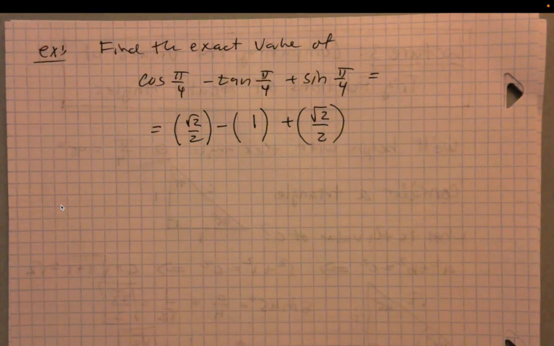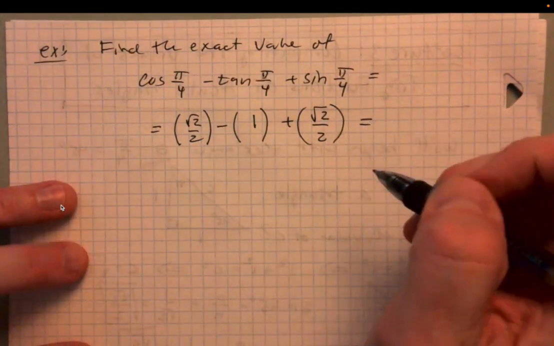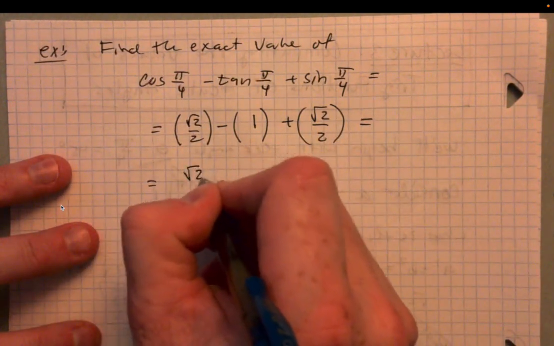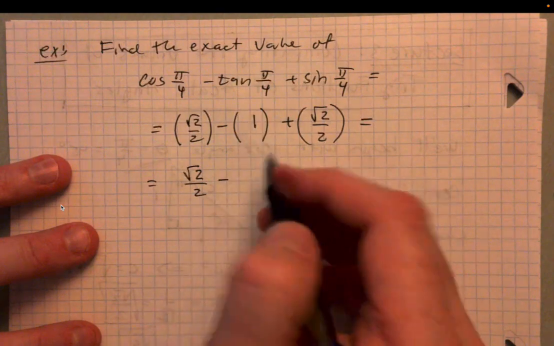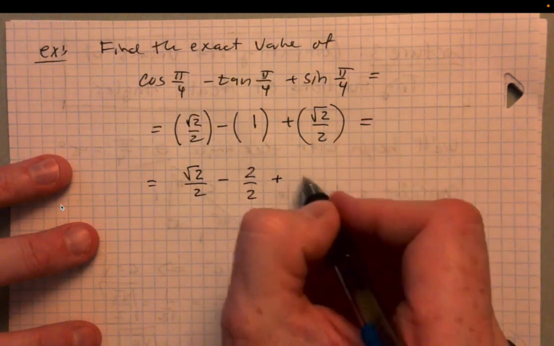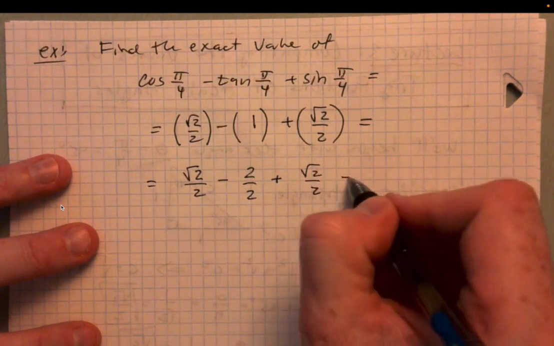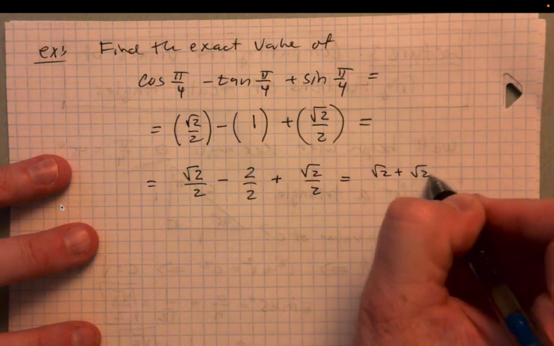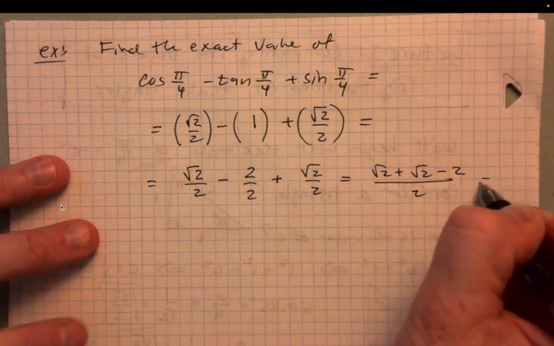Right, and so now we just need to add these numbers up. And we can do that pretty easily. Let's get a common denominator of 2. So I've got the square root of 2 over 2 minus, and now I'll make this 2 over 2, instead of 1, just write 2 over 2. And then plus the square root of 2 over 2. So what do I have? Square root of 2 plus square root of 2 minus 2 all over 2.